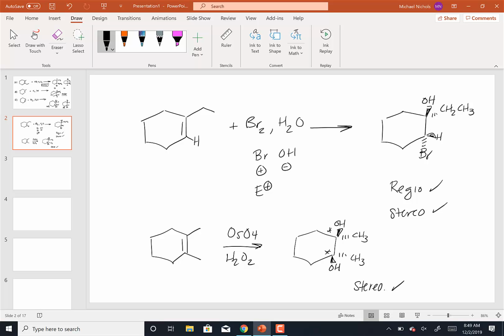It's Br2 and water. Oh, okay. So once I add the water, it's going to add Br and OH. So that's the one right below the Br2. Remember, the Br comes in, forms a triangle, and then it's the water that comes in because it's the solvent, and it adds to the triangle.